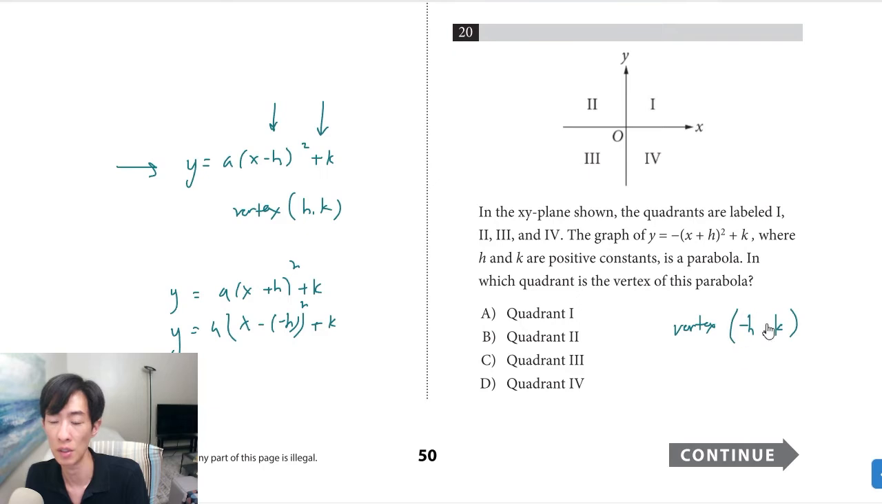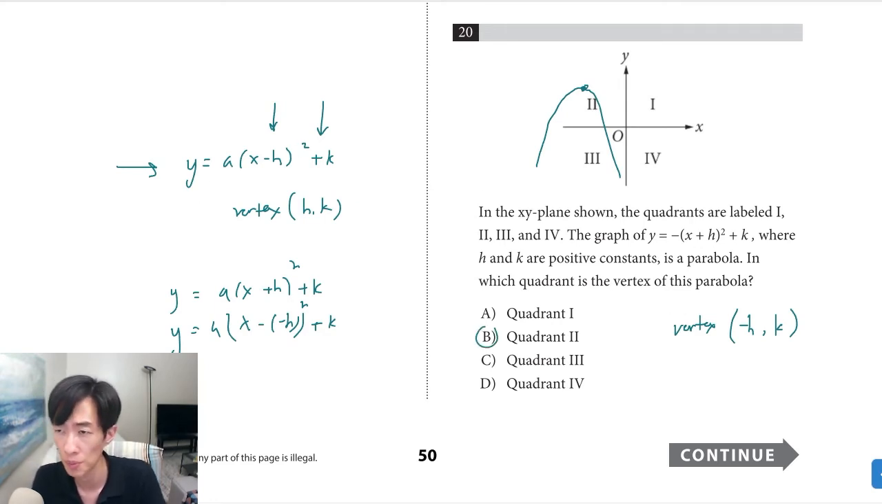That's why the coordinate of the vertex is negative h comma k, which puts us negative, positive in the second quadrant. And also, by the way, since this is negative, it's going to open downward. But they don't care about that. The vertex is in quadrant 2. So if you memorize your equation of the parabola, this is pretty easy stuff.